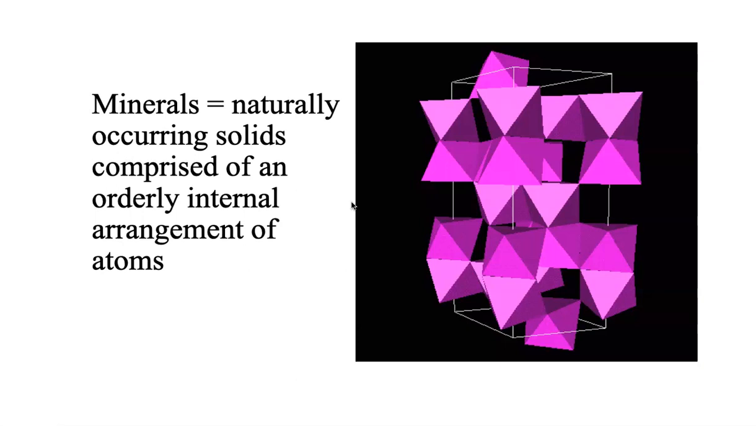If I stick these atoms together, I get a mineral. A mineral has a very strict definition. It must be naturally occurring, it must be solid, it must be organized. The atoms have to make a very particular pattern.